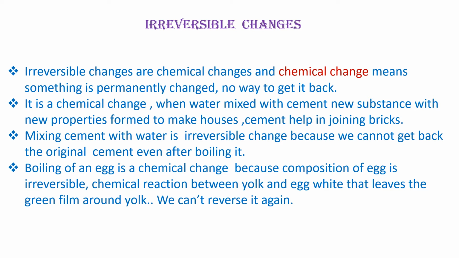We cannot get the original cement back even after boiling it. So this is an irreversible change. Another example is, suppose we boil an egg. That is also a chemical change because the composition of the egg is irreversible. There is a chemical reaction between the yolk and the egg white that leaves a green film around the yolk. That means a green layer around the yolk, and we cannot reverse it again. So that is also an irreversible change.